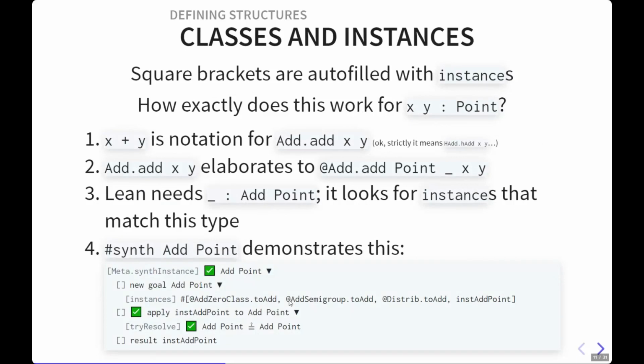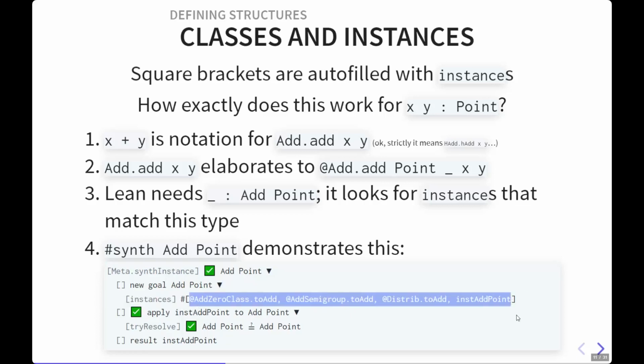And you can use the synth instruction to see exactly what it finds when it does this. There's also some extra logging you can turn on, which is in the exercises, and it will give you this long trace. Here it's quite short, but it can be way, way longer. What you can see here are all the ways that Lean knows at this point in the exercise file how to find an add. So it knows if you've got an add 0 class, which you might see in the next lecture, an add semigroup, some weird distrib thing, and that last entry is the one we just defined, the inst add point. Lean gets it right first time and just tries inst add point. I don't know if that's because it is cleverly matching or if it just tries from the end first, but either way, if you want to know if Lean can find your instance, synth is the command to use.